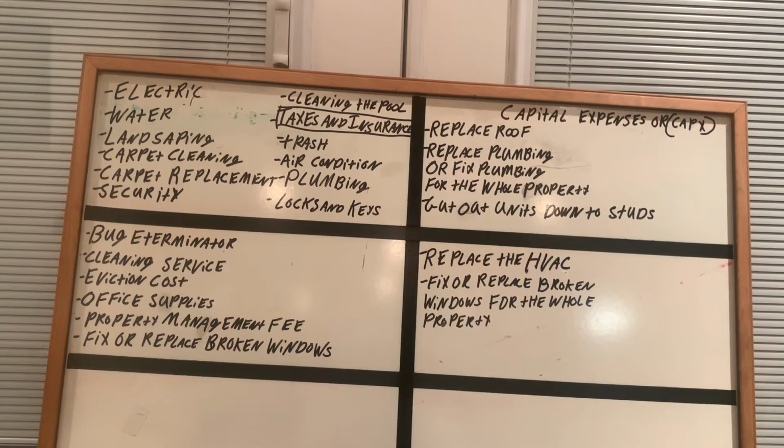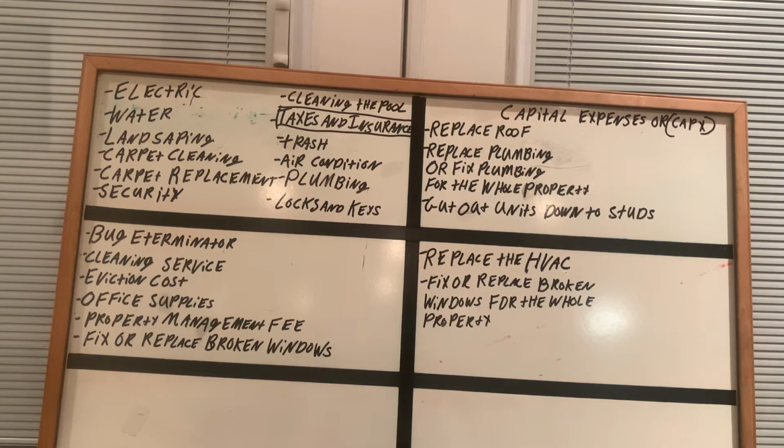You might gut out units down to the studs every once in a while. You really shouldn't have to do it at all, unless you have a fire or a hurricane or something like that. But in capital expenses, it might come down to that, so we have to gut some units out down to the studs.